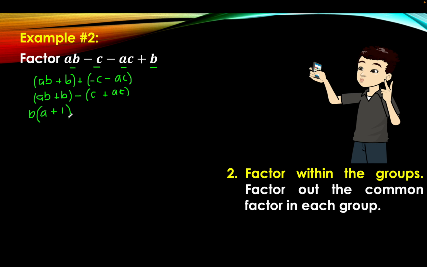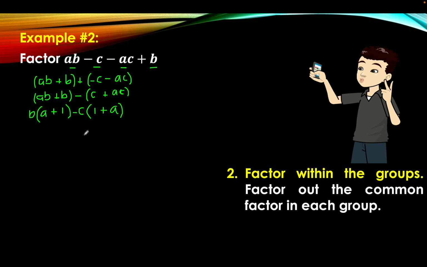And let's do the same for the second group. The GCF here is c. And dividing each term by c, c divided by c is 1 plus ac divided by c is a. Therefore, the polynomial becomes b times the quantity a plus 1 minus c times the quantity 1 plus a.